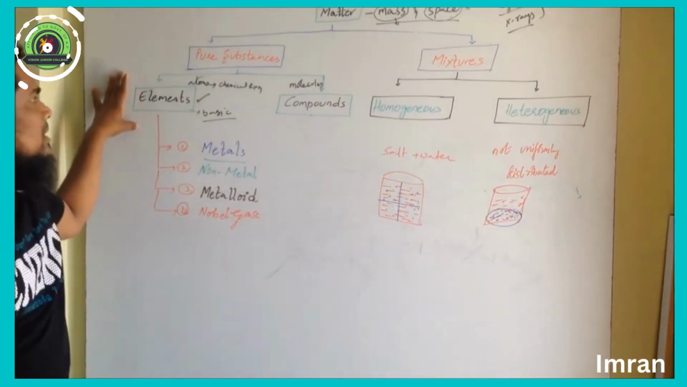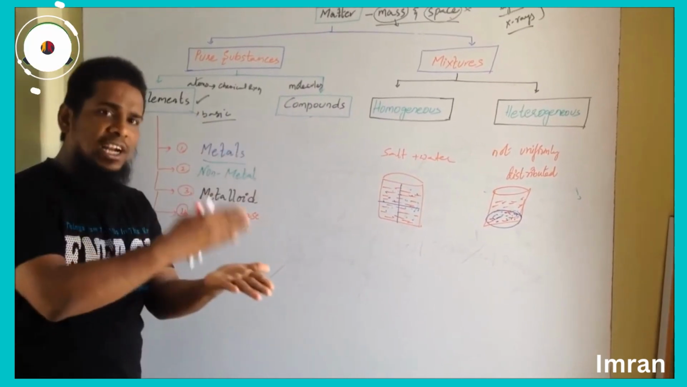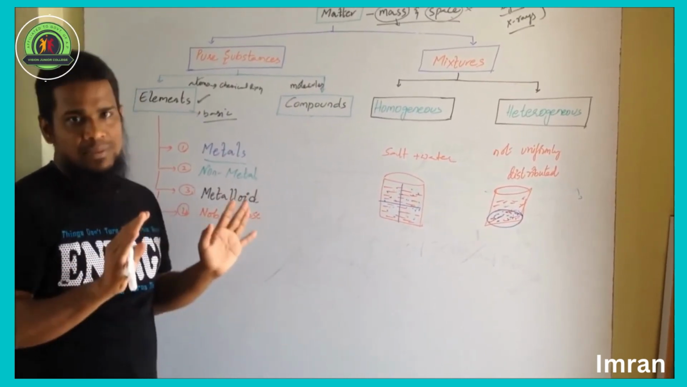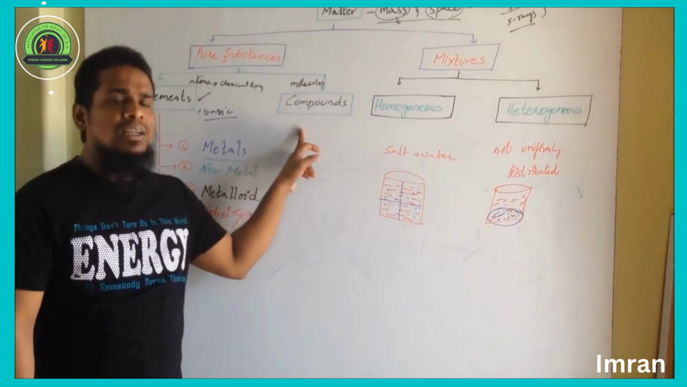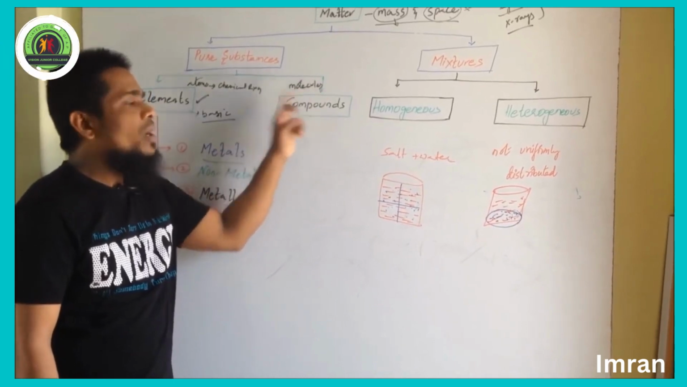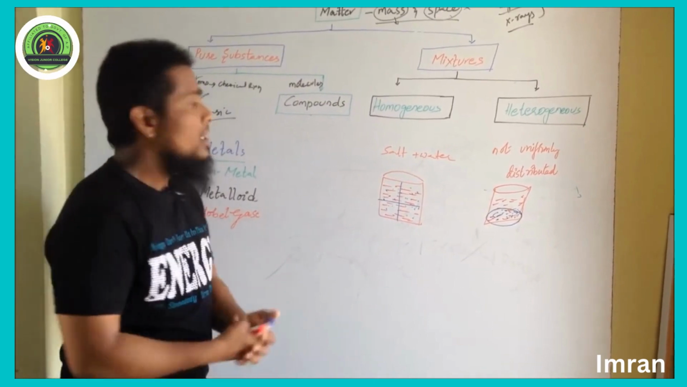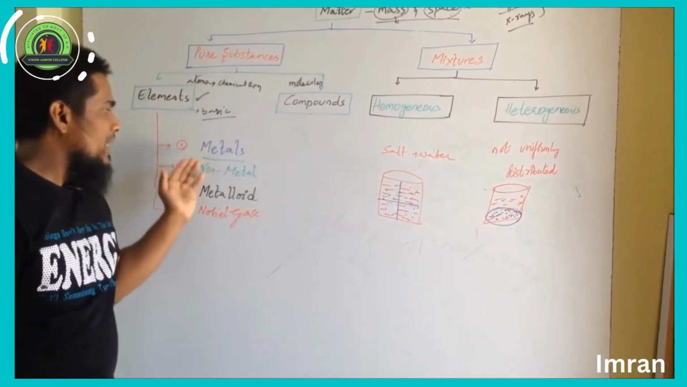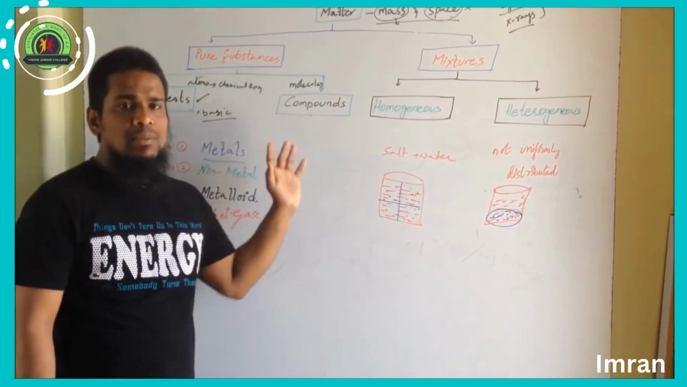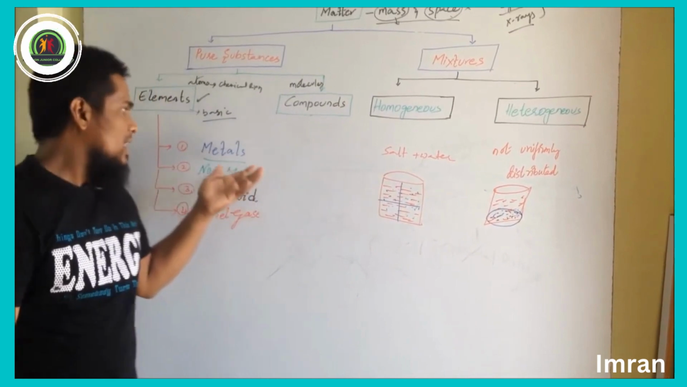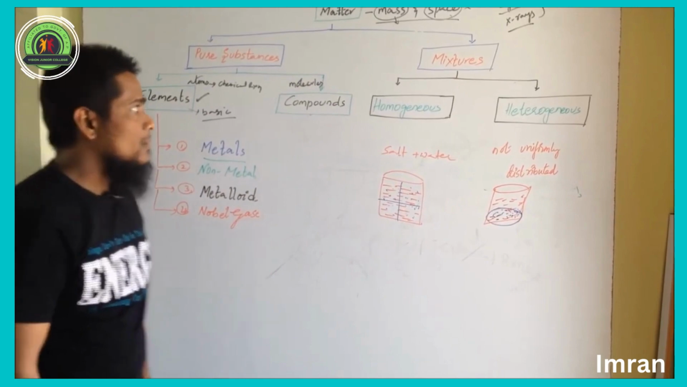Now elements, what is the definition of elements? An element is a basic form of matter which cannot be further broken down into a simpler form. Whereas compounds are the substances which are formed from two or more elements, a chemical combination of two or more elements in a fixed proportion, in a fixed ratio. Elements are classified into metals, non-metals, metalloids and noble gases. And we have seen certain properties to differentiate whether the given substance is a metal, non-metal, metalloid or noble gas.